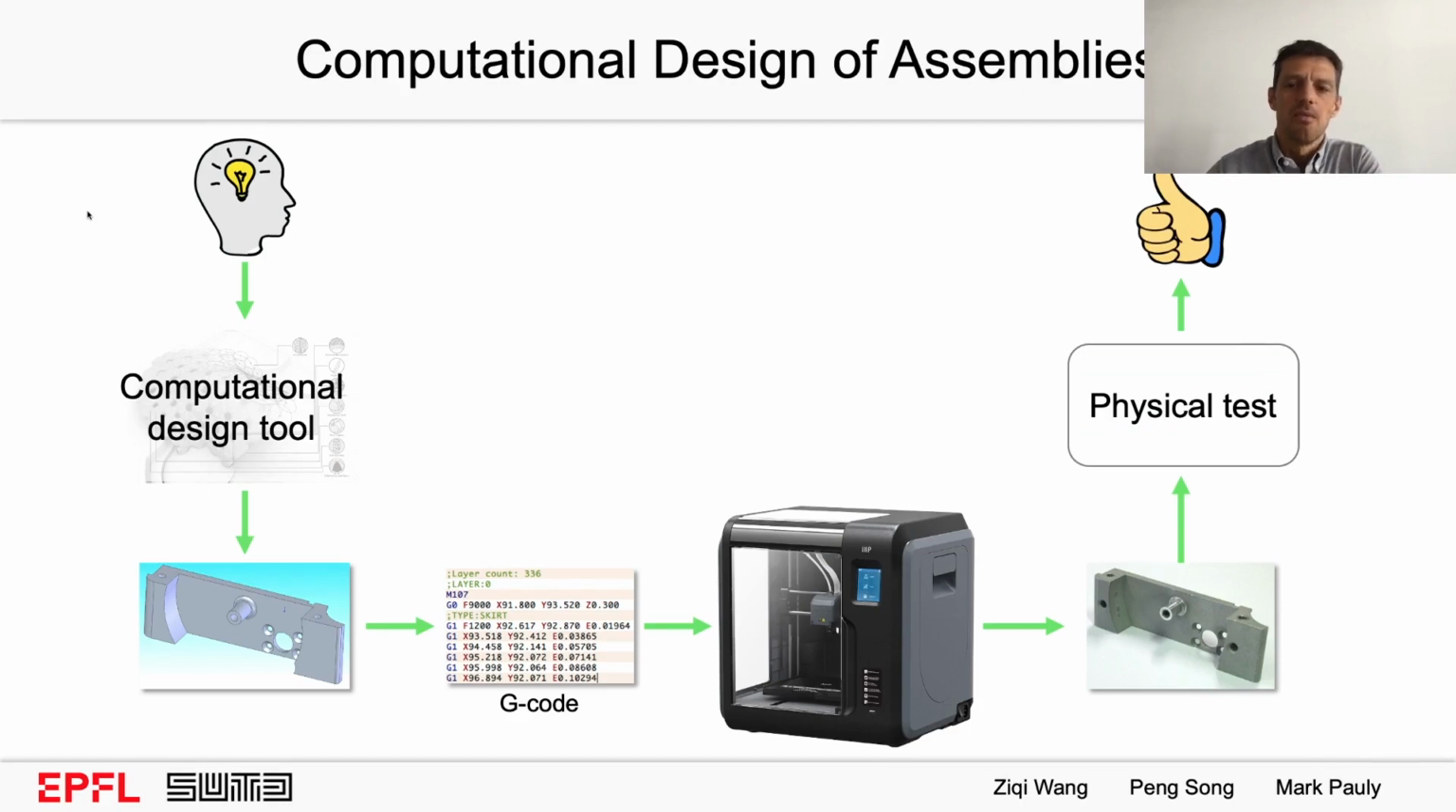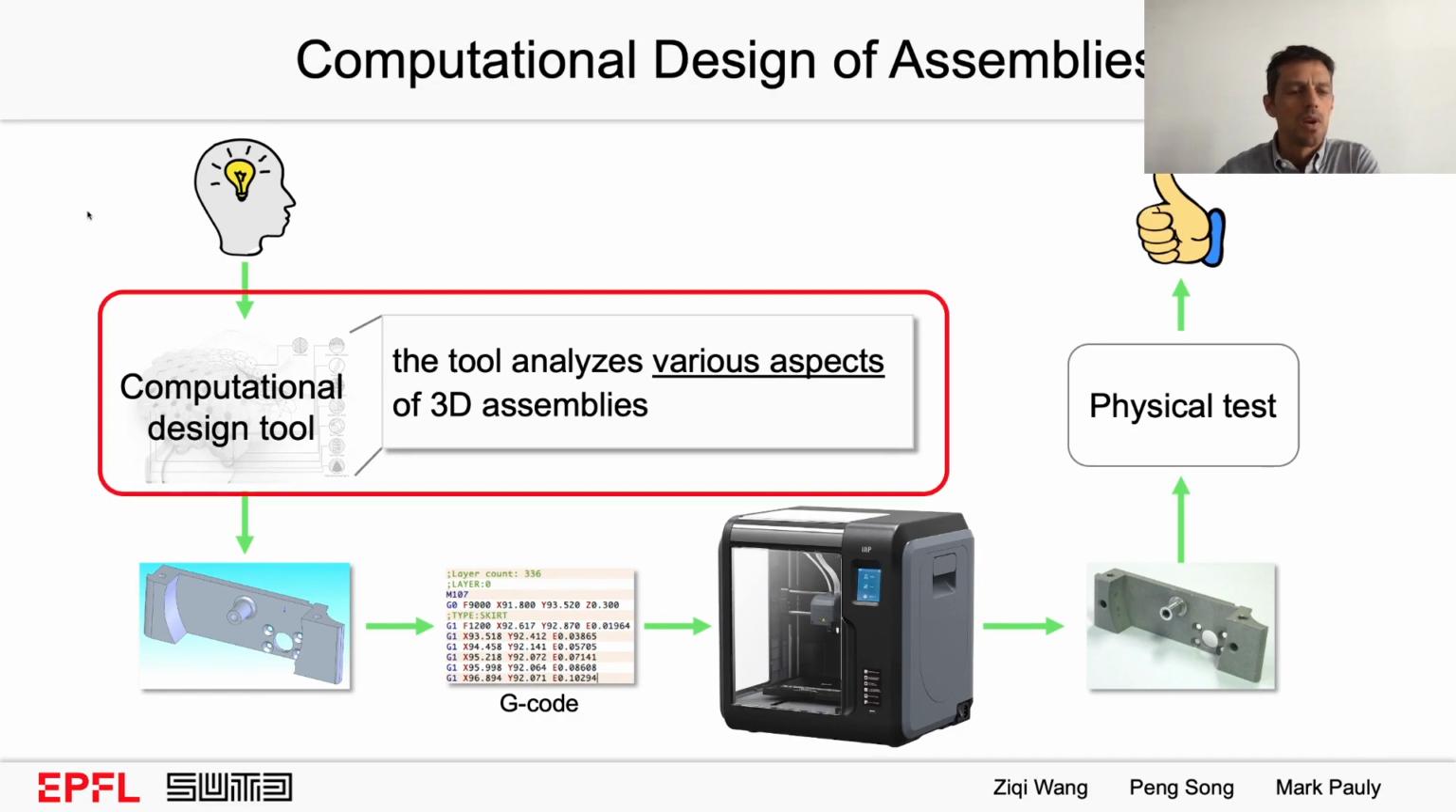So if we want to look at a global view of the computational process for designing assemblies, the general idea is to come up with an efficient and effective way to come from an initial idea about an assembly to a final physical model. And because there are many steps involved, including designing the parts, fabricating them, looking at their structural and functional performance, computation is really a key to make this process effective.